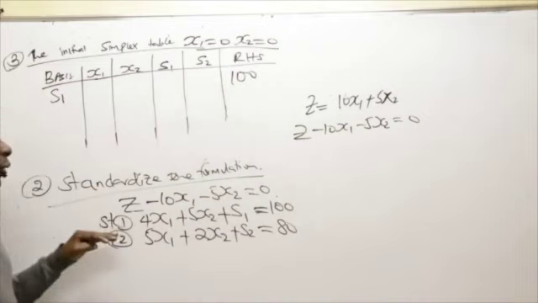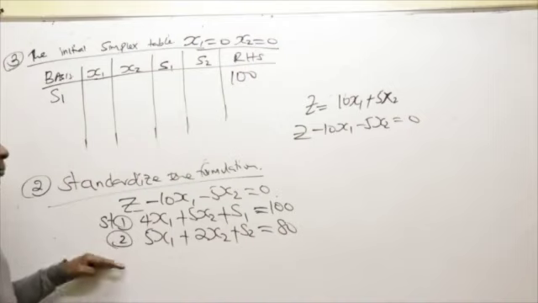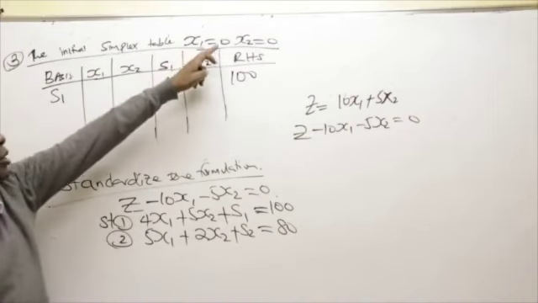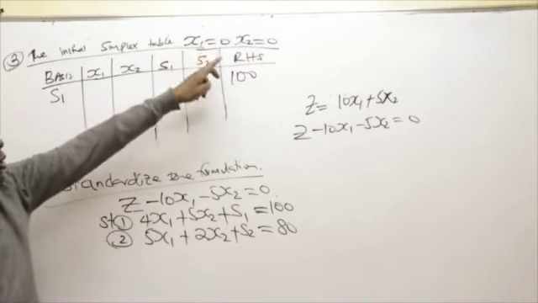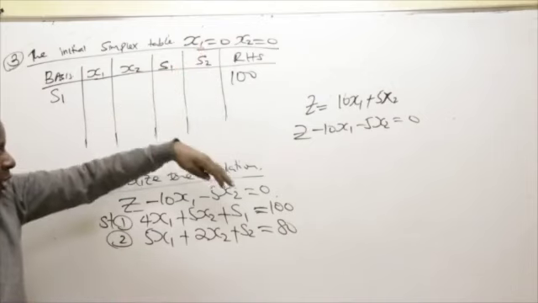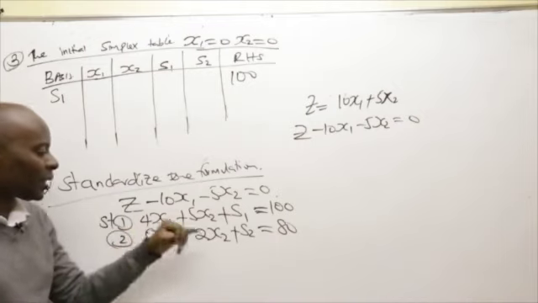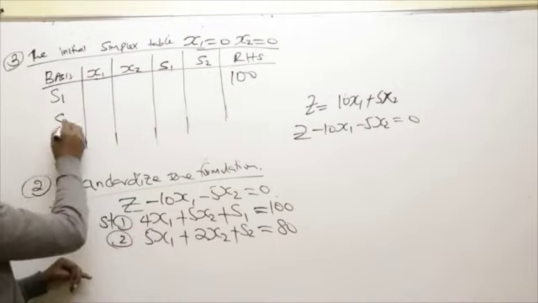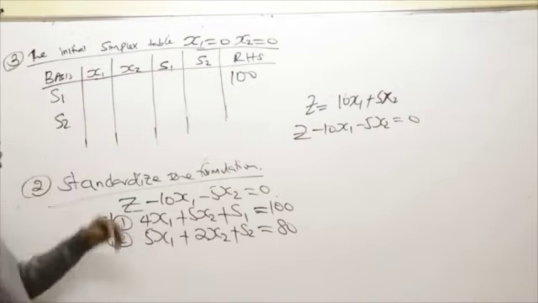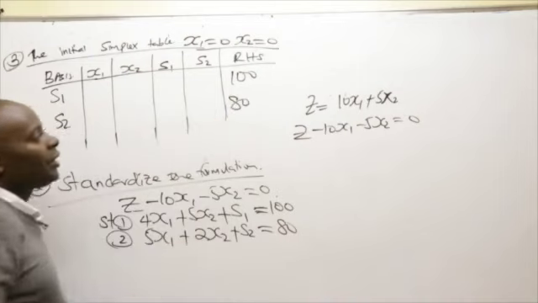When you go to constraint number two, the same. Because you are starting at this particular point, ladies and gentlemen, where x1 and x2 are 0. So in constraint 2, we shall have this term disappearing, and then we'll have here s2 being equal to the right-hand side value of 80, like that.